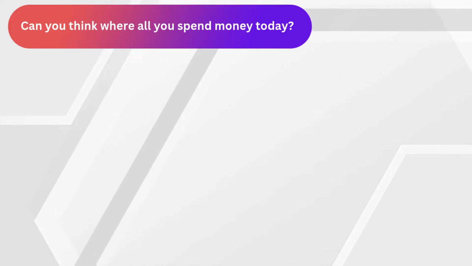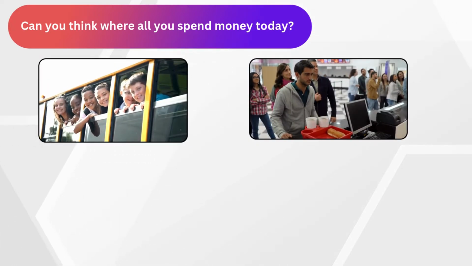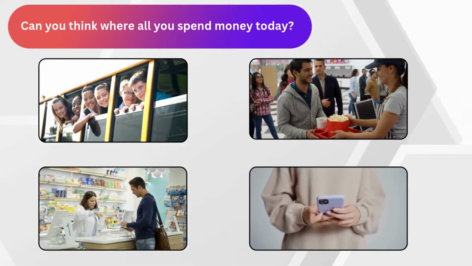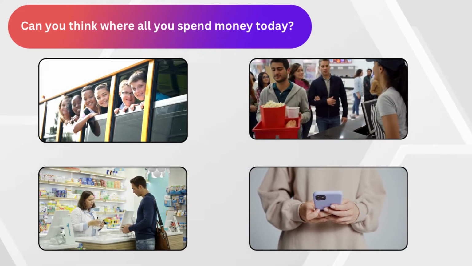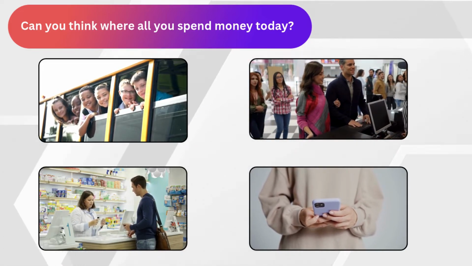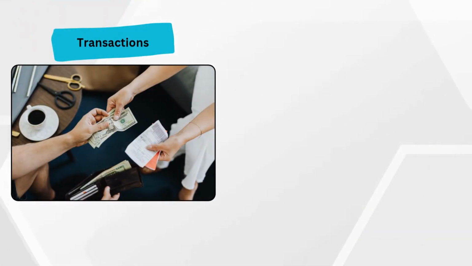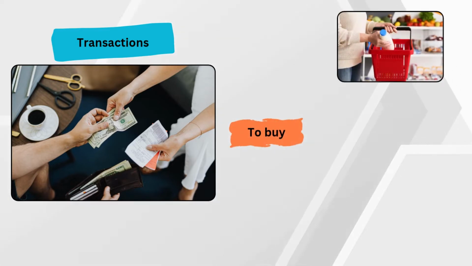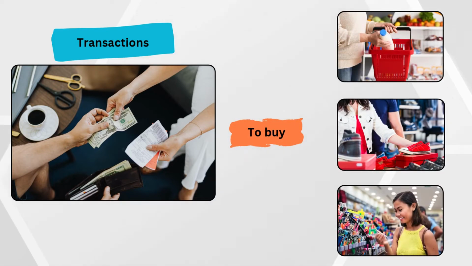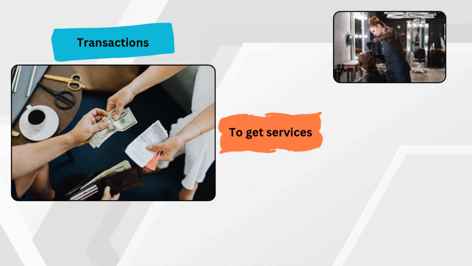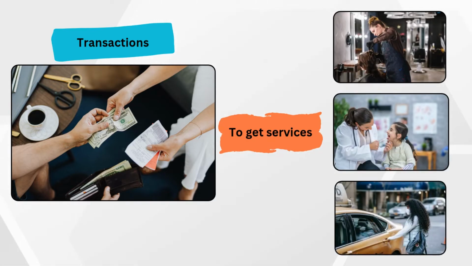Now, can you think where all you spend money today? Your school bus ride, the snacks you bought, the stationery you bought, even your internet connection. Almost everything involves money in some way. But have you ever stopped and asked yourself why we use money? We use it for transactions. To buy something like milk, shoes, stationery, to get services like a haircut, dental checkup, taking a cab.